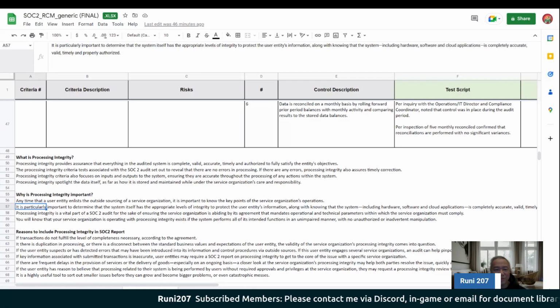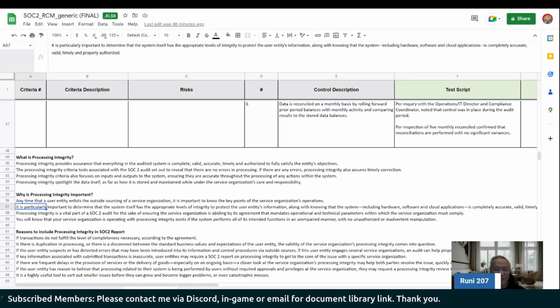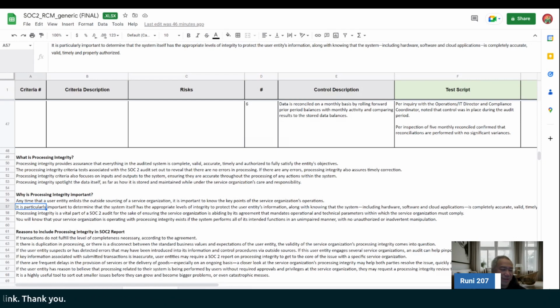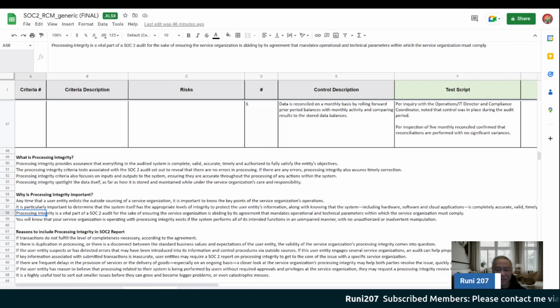And it is important to determine that the system itself has the appropriate levels of integrity to protect the user entity's information along with the system itself. So I think this is kind of what I was referring to earlier. Processing integrity is a vital part of the service organization because part of it is the agreement.